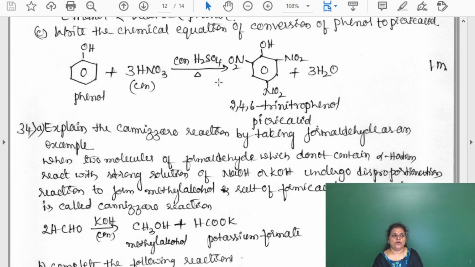Now move on to question number C. Here, write the chemical equation of conversion of phenol to picric acid.